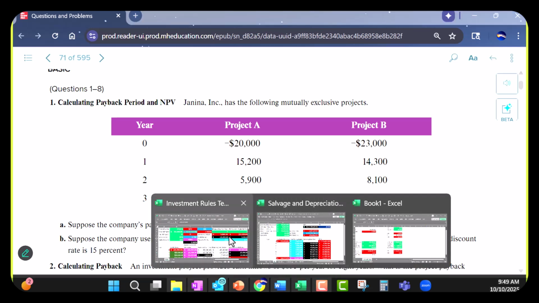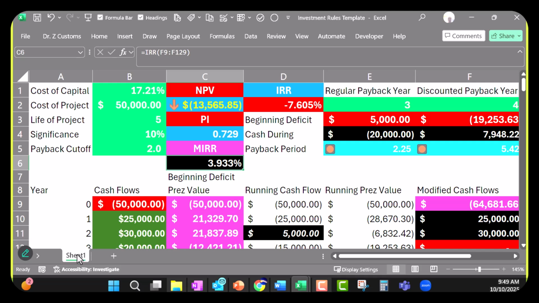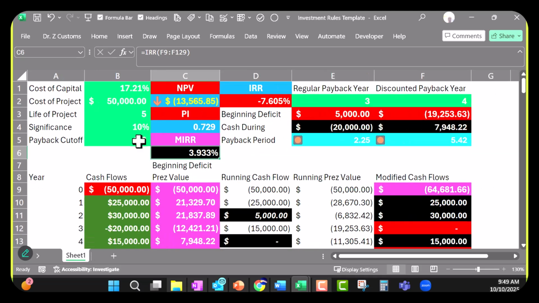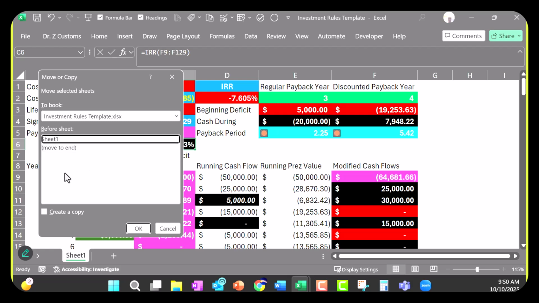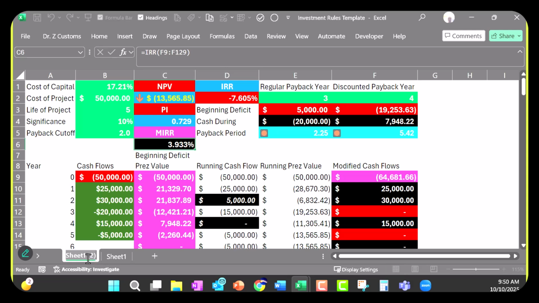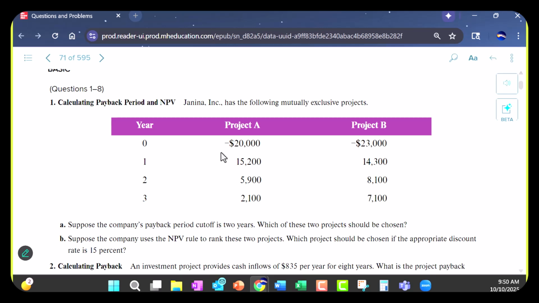Now, remember, we have a template, the investment rules template. Let me make this a bit smaller, and I can make a copy of it because I have more than one project. So let's call this project A. In the exam, if you have something like this, all you have to do is create a copy and make the calculations. Let's look at project A.